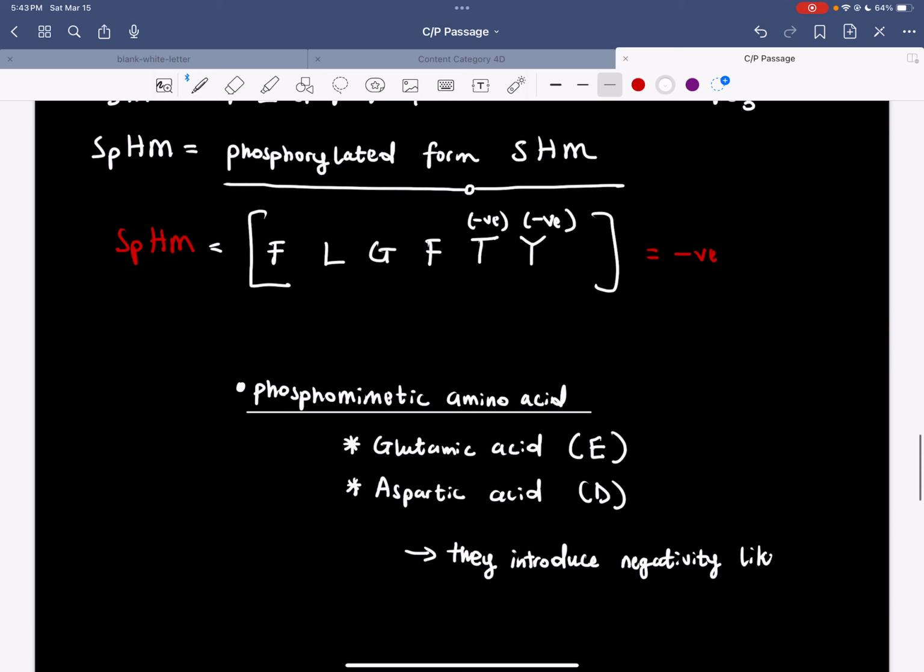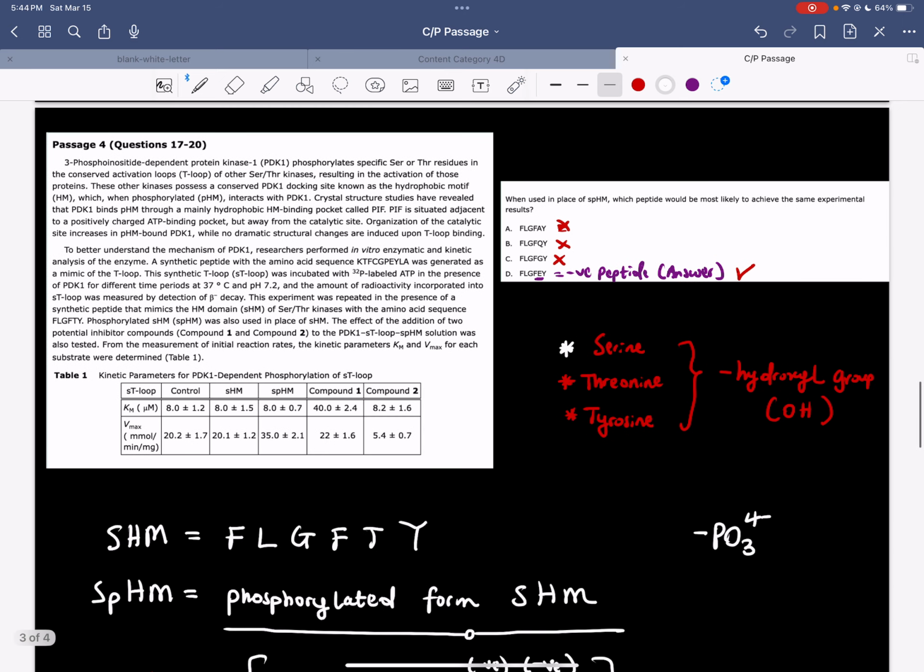They introduce negativity like phosphoryl groups. And don't forget, like I told you, phosphoryl groups are written like this: PO3 4 minus, which is negatively charged. So basically, they introduce negativity, and that's why they are called phosphomimetic amino acids. And there are only two. So for this question, once you already knew that there is something called a phosphomimetic amino acid, that is all you needed to do to solve this question.